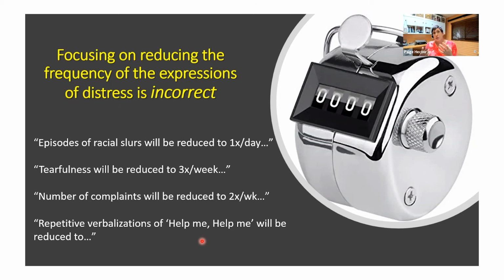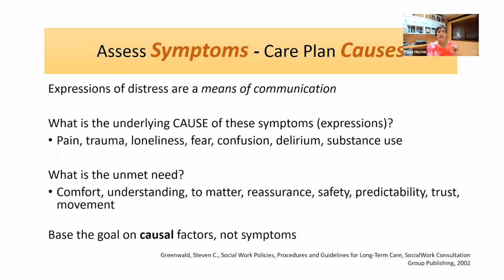So what I'm asking us to do here is use more of our person-centered, universal human needs. In other words, what is the underlying need that this person is trying to have met when they are crying, when they are using racial slurs? That's a difficult one because that can be really hurtful and offensive to many people. And again, it doesn't mean that we agree with the resident who does those, but if we can look a little deeper, understand why, and be curious, we can assess the symptom and then care plan the cause.